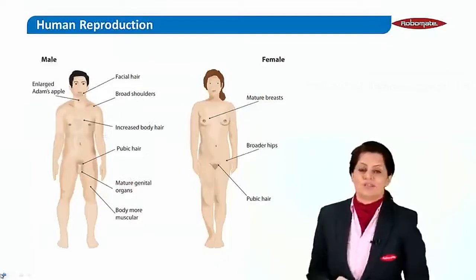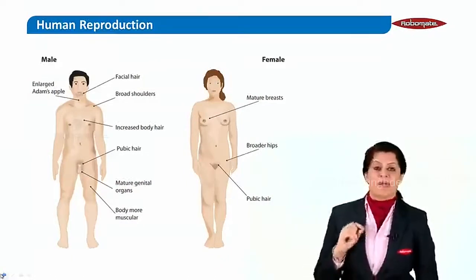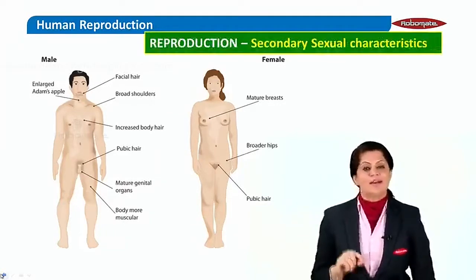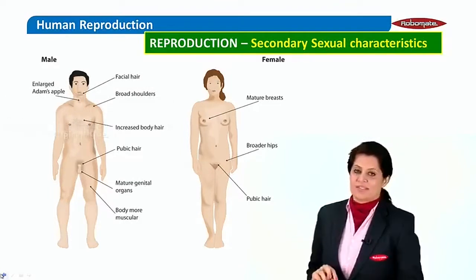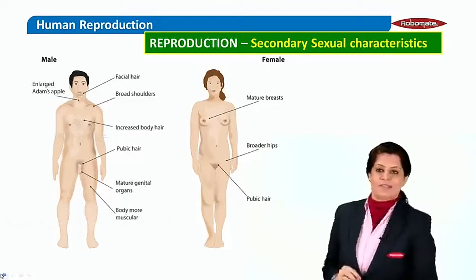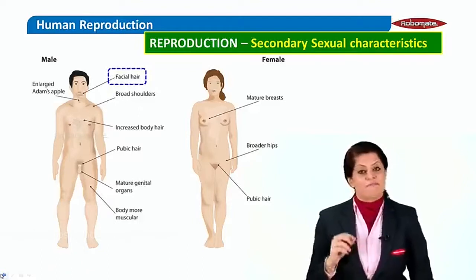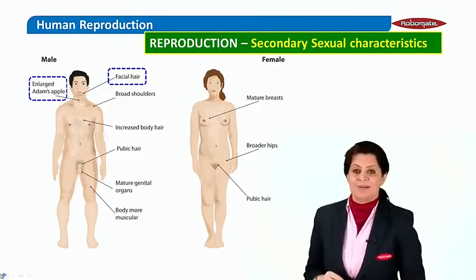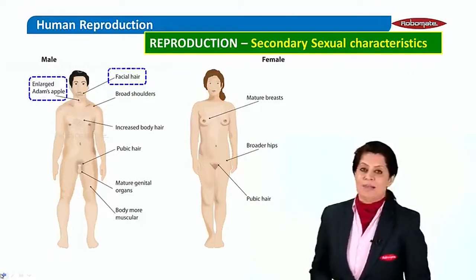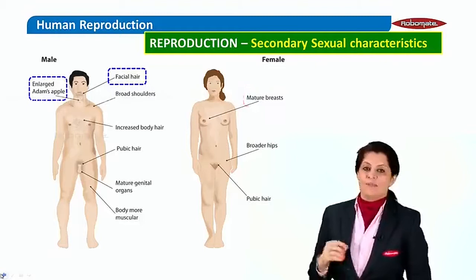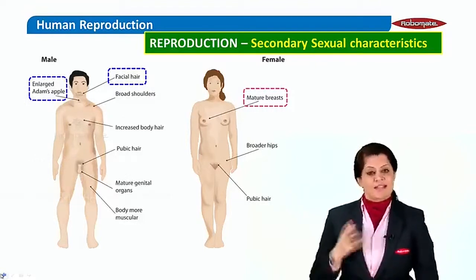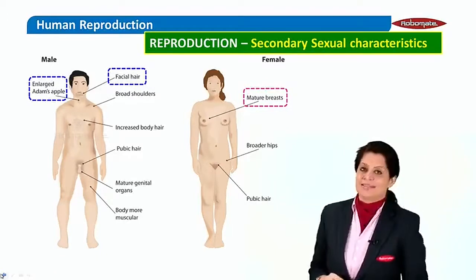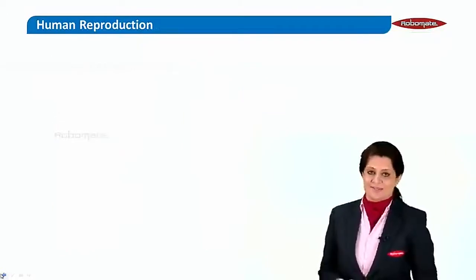Another important thing, students, which you see in sexual dimorphism, the differences in male and female, are the secondary sexual characteristics. I'll give you very few examples here. For example, the facial hair in case of males, or Adam's apple, enlarged Adam's apple in males, or mature breasts in females. These are a few examples of secondary sexual characteristics in human male and female.